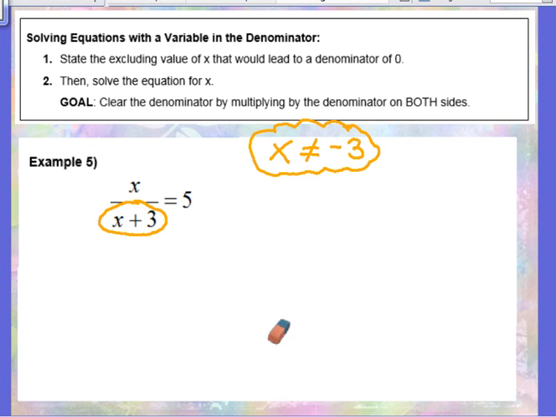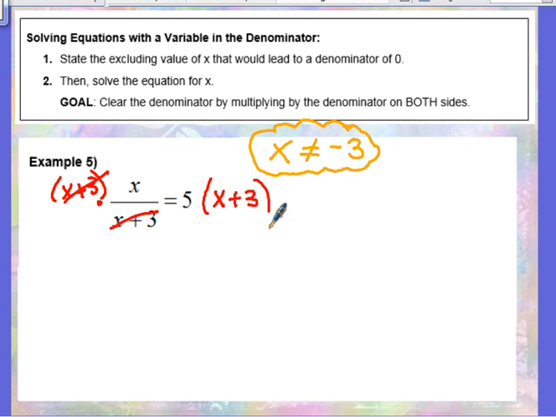And now it's solving time. So let's multiply by the denominator. Multiply, in parentheses, always, goes away. We must also multiply on the right. Let's rewrite our equation. We're left with x equals. Now on the right, do you know what we're going to do to actually multiply 5 and x plus 3? If you guessed distributing, you got it.